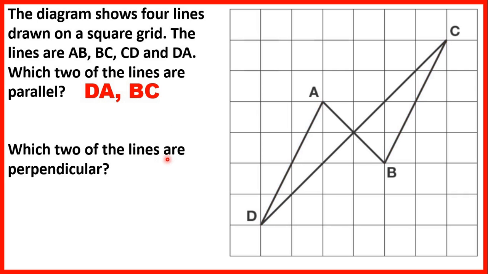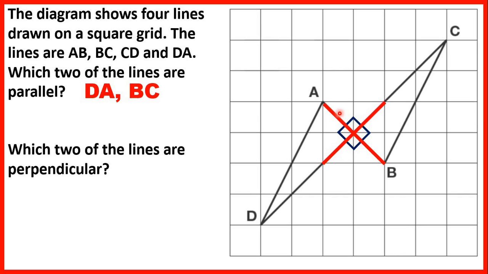Now, which two of the lines are perpendicular? So perpendicular lines are like the opposite of parallel lines. Perpendicular lines mean that if we extended the lines, they would cross each other, and they would cross each other at 90 degrees, so at right angles. So we have 4 right angles here.